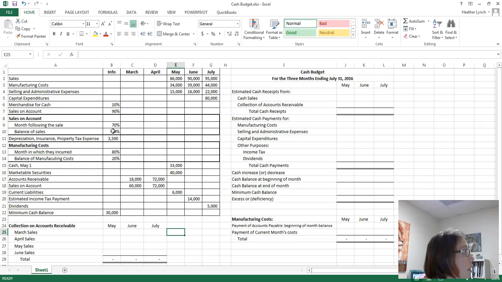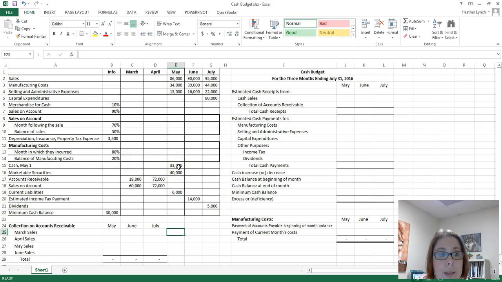The manufacturing costs have $3,500 in them that is depreciation, insurance, property taxes, and expenses. So when we're figuring out the manufacturing cost, we're going to have to take that out. For manufacturing, we're going to pay 80% in the month in which it was incurred, and then the balance, 20%, the following month.